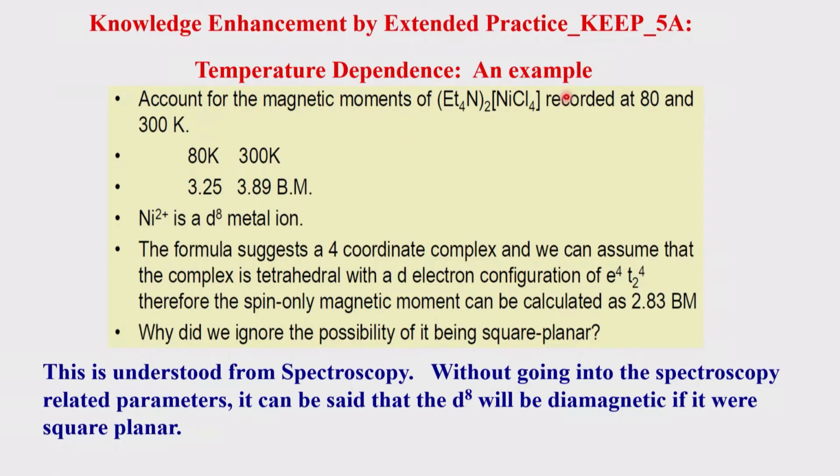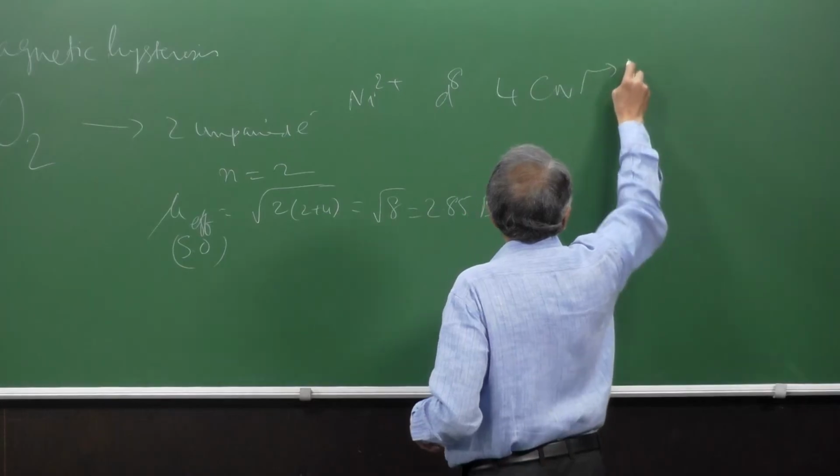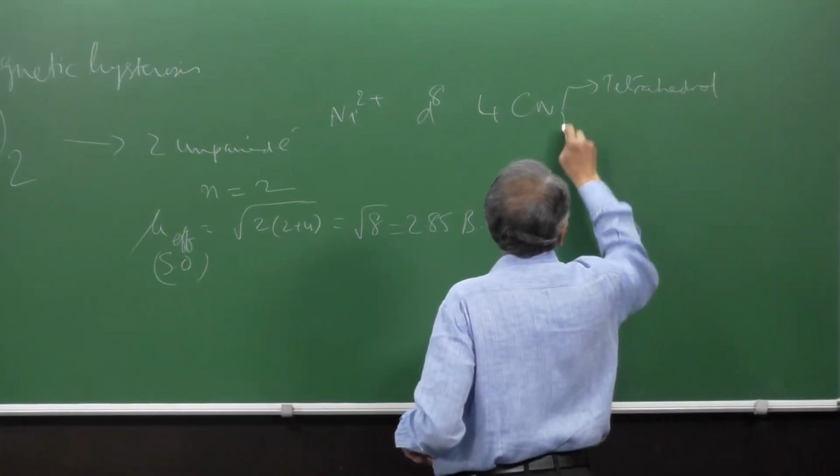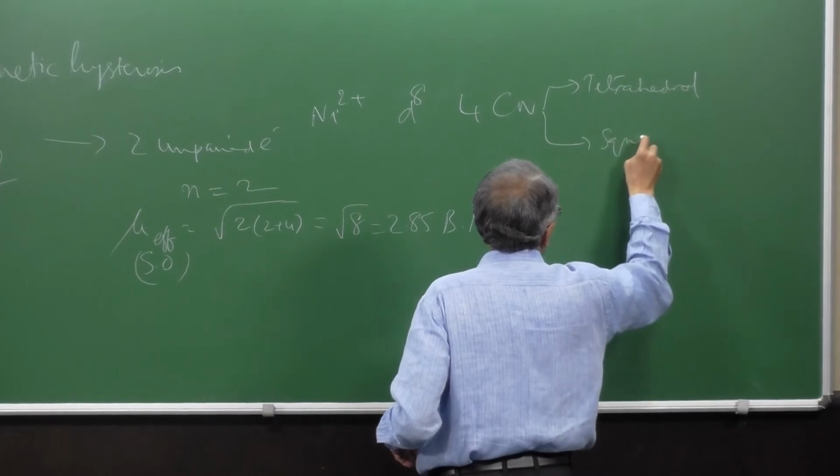And then if you look at this complex, you have 4 chlorides, that means 4 coordinated, and we know the 4 coordinated geometries. What are the geometries that one would expect for 4 coordination? It is tetrahedral or a square planar kind.